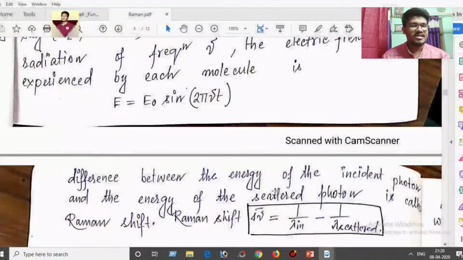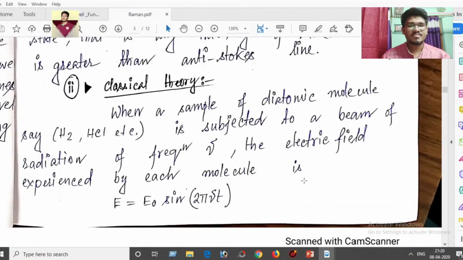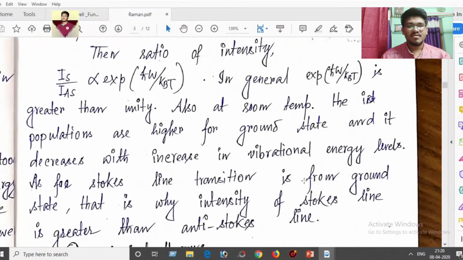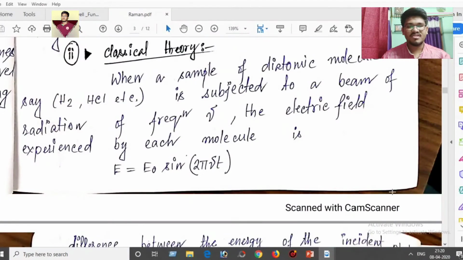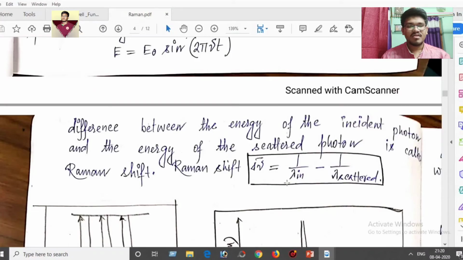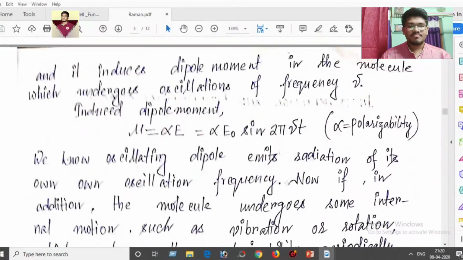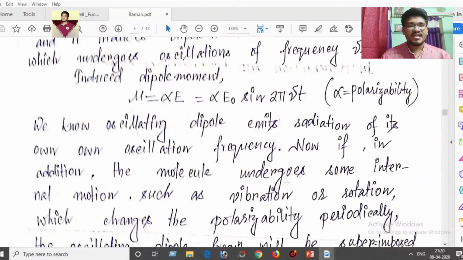Now we will understand how the classical theory can explain the Raman effect very easily. So I have some handwritten notes here. Let's say there is an electric field experienced by each molecule given by this equation. Nu is the frequency of that electric field. Now if you go to the classical theory, this electric field will induce a dipole moment in that molecule.